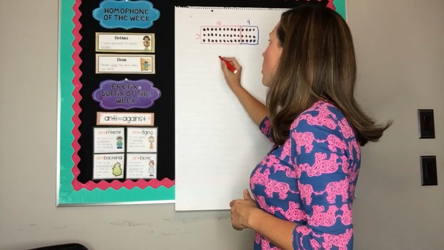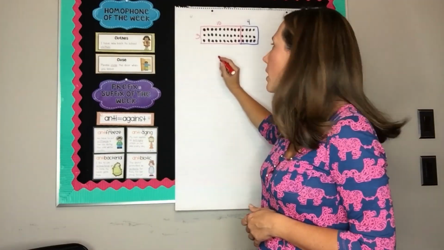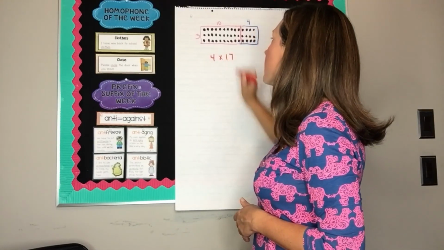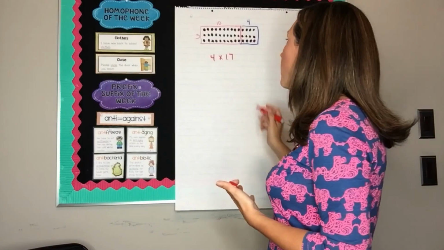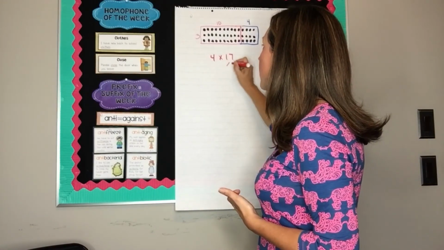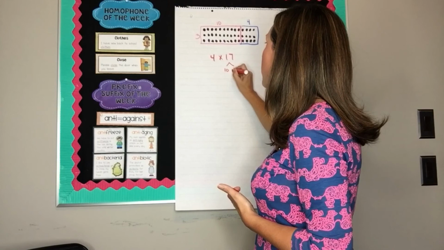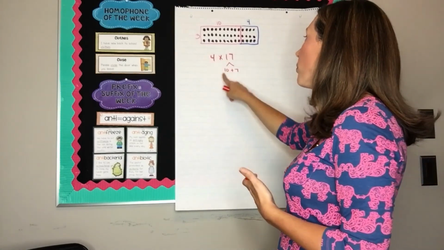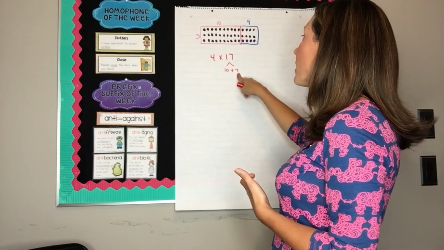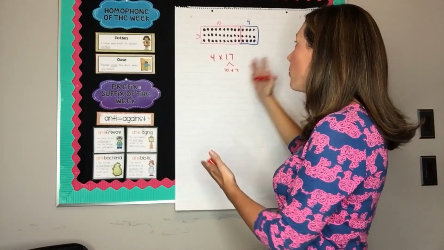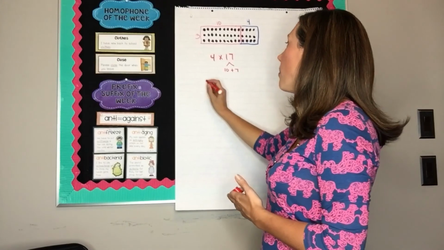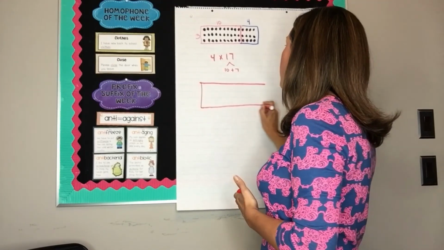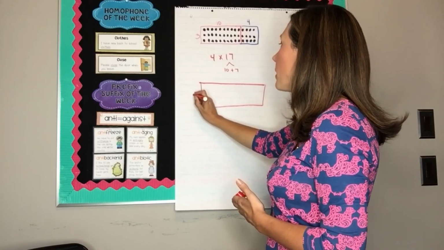Say I might have students take out their dry erase boards and say, okay, let's try 4 times 17. So we think about how we can break apart 17, which would be 10 plus 7. Students need to understand we're going to multiply the 4 by the 10 and the 4 by the 7 because we're making an array of 4 by 17. But this time, rather than actually drawing the dots, we're just going to use numbers to represent.